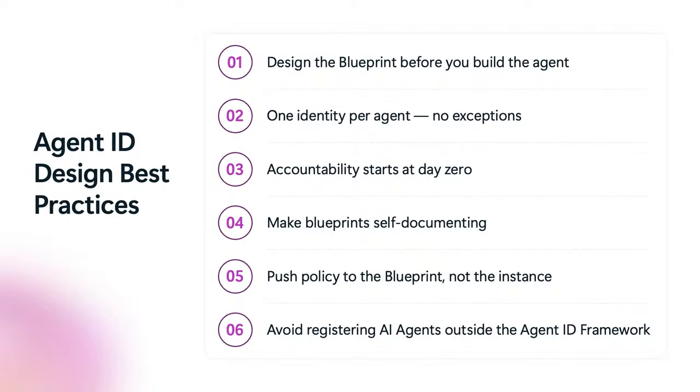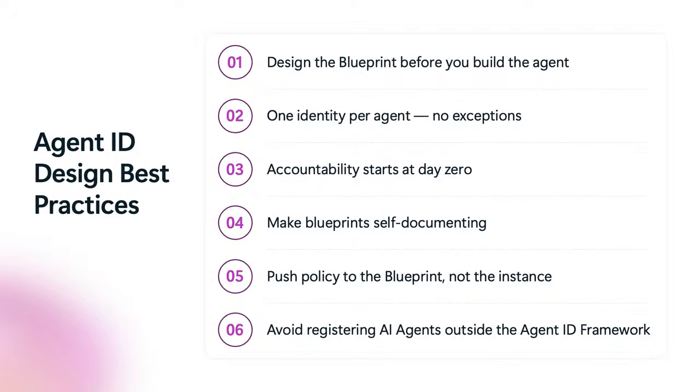Name things consistently. Agent, team, function, and put the purpose. Push policy to the blueprint, not the instance. As an example, conditional access. Configure it once at the blueprint level. Every agent inherits automatically. And when you need a kill switch for an entire fleet, disable the blueprint.